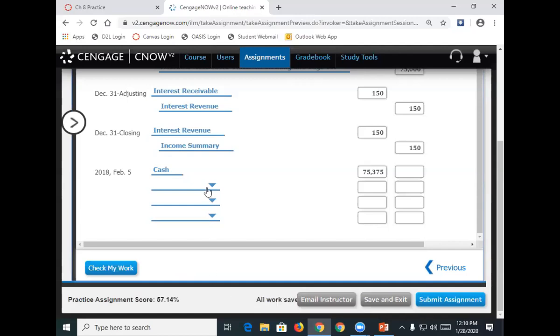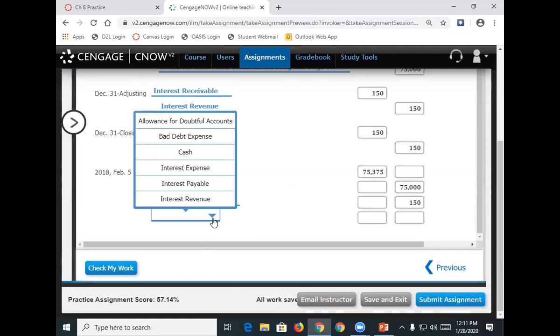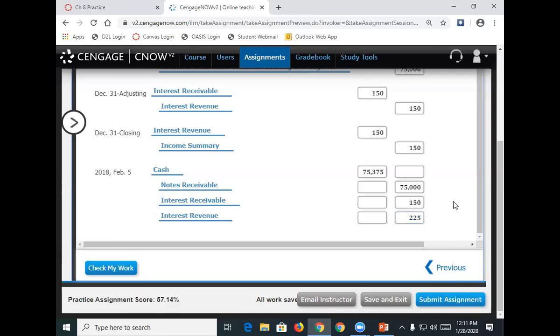Notes receivable still gets credited for the face value of 75,000. Well, we're now receiving this 150 of interest, so we're going to credit interest receivable for 150. And then we're going to recognize the additional interest that we haven't recognized yet, the 225, as interest revenue. So my total debit is 75,375, which equals my 3 credits, 75,000 plus 150 plus 225. So $375 is my total interest. 150 of that we already recognized as revenue last year. So we're going to recognize the remaining 225 in revenue. And they're paying us the full amount.